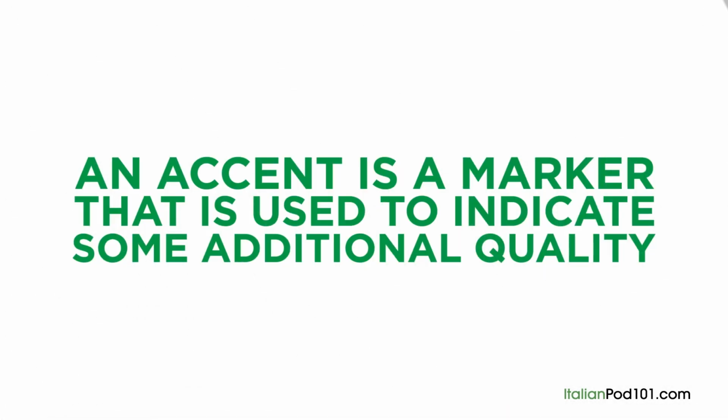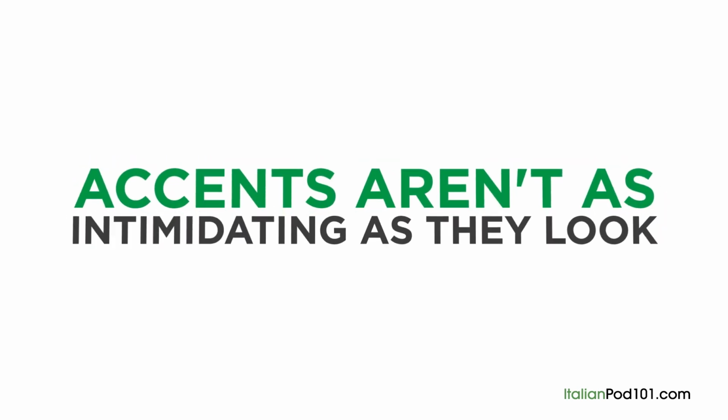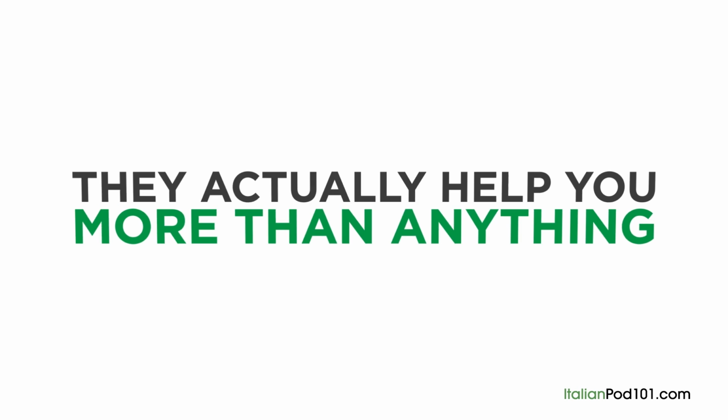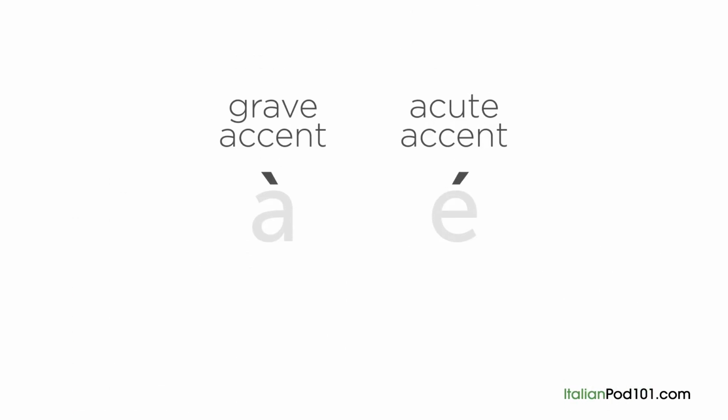An accent is a marker that is used to indicate some additional quality. That being said, accents aren't as intimidating as they look. They actually help you more than anything. There are 2 types of accents used in Italian. The grave accent, which looks like a line falling from left to right, and the acute accent, which looks like a line rising from left to right.